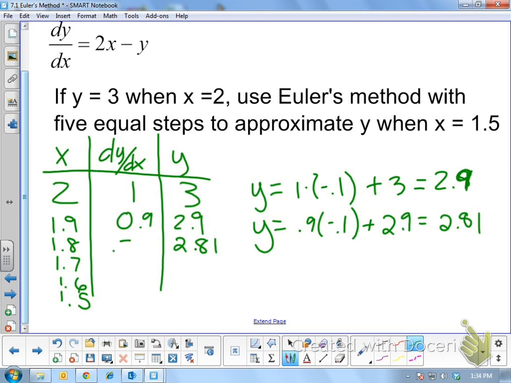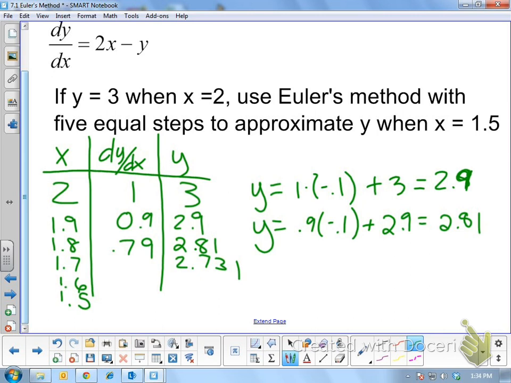So then your next slope should be 0.79. And your next y value should be 2.731. So now I just want you to check and see where your answer may have gotten off, because it looks like it's just getting off by a little bit.